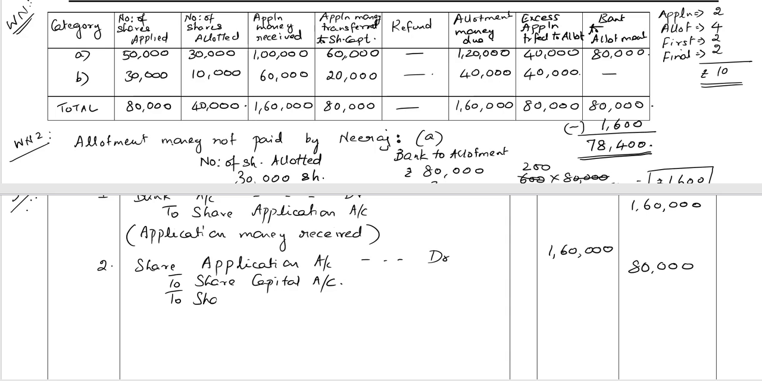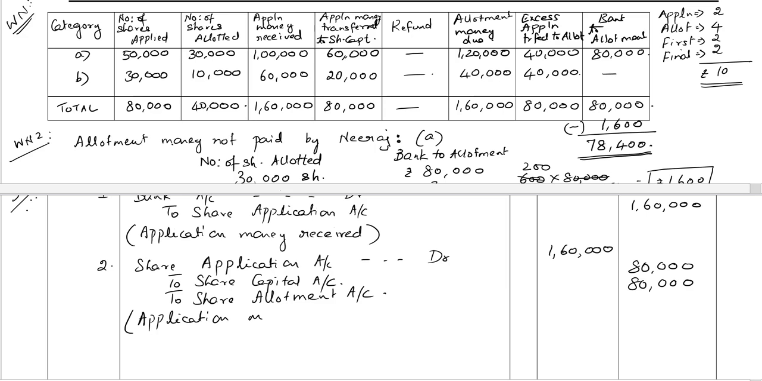and to share allotment account. The amount against share allotment account is the amount of excess application money transferred to allotment, which is the total of the eighth column. That's 80,000 rupees. So, narration, application money utilized.